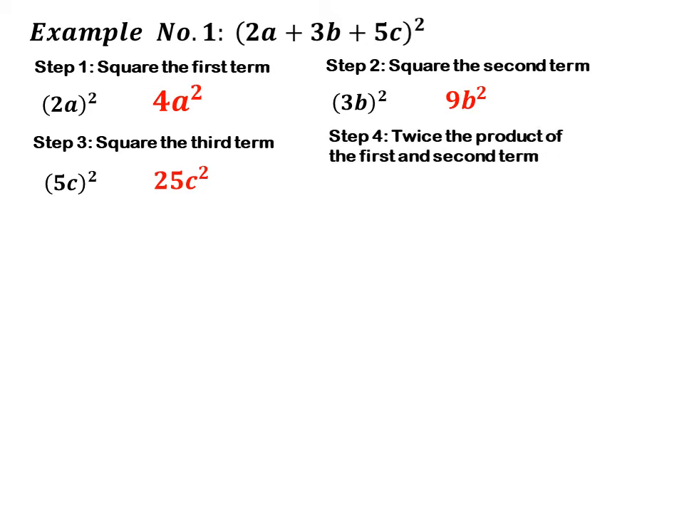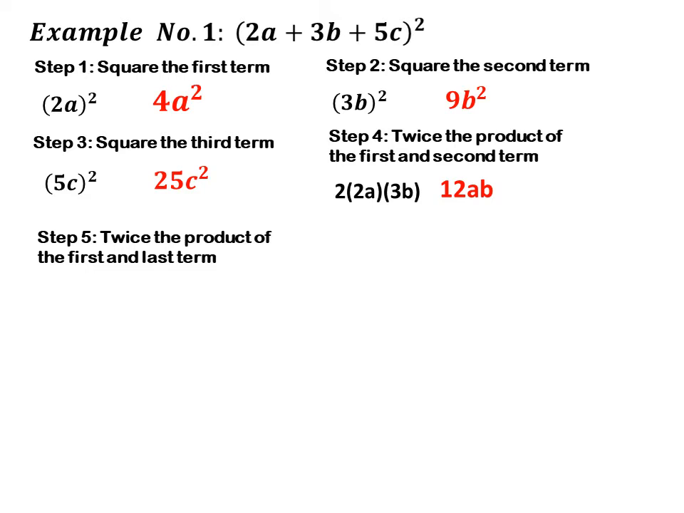For step number 4, we need to twice the product of the first and second term. Our first term is 2a and our second term is 3b, and we need to twice their product. What is then the product of 2 times 2a times 3b? The product of 2 times 2a times 3b is equal to 12ab.